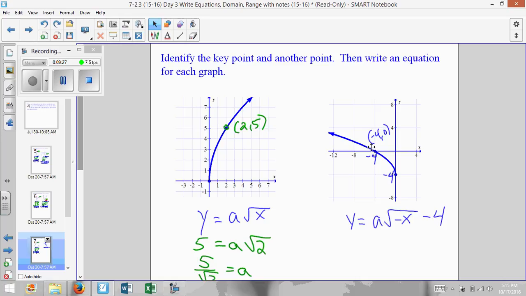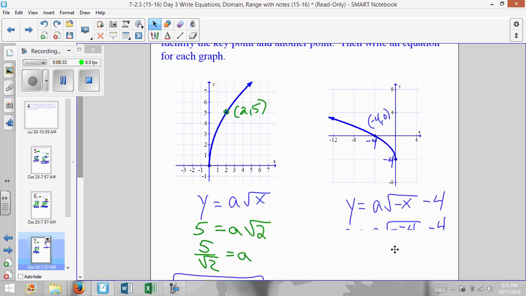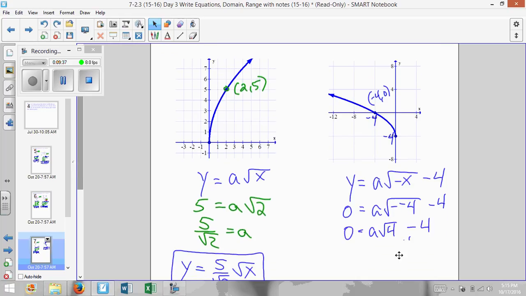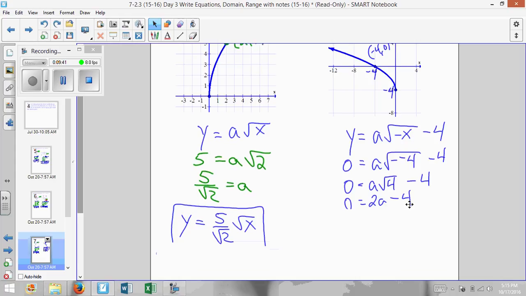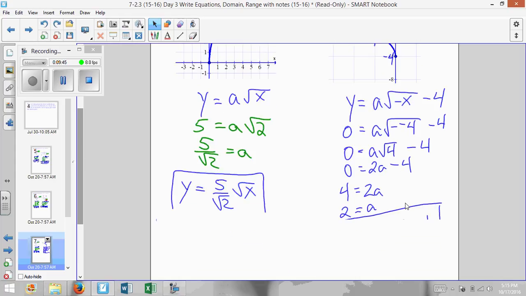So then we'll use this other point. Again, it's not the bottom point. So negative 4, 0. So negative 4 in for x, 0 in for y. You'll notice we get a negative negative inside. So really that's just square root of 4, which is 2. So we have 2a minus 4, solve for a. Bring the 4 over, divide by 2, a is 2. So going back up to here, we have that 2 in place of a. Everything else stays the same.